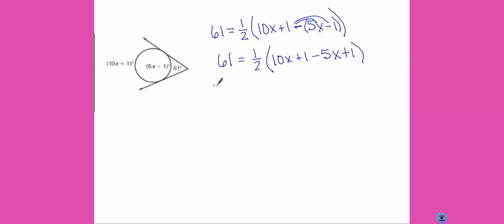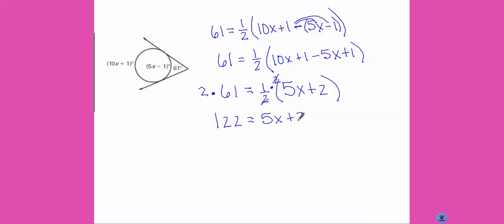Then I'm going to combine like terms. 61 equals half of 10x minus 5x would be 5x. 1 plus 1 is 2. I'm going to multiply both sides by 2 to get rid of the fraction. So 122 equals 5x plus 2. Subtract the 2. 120 equals 5x. So x is equal to 24.